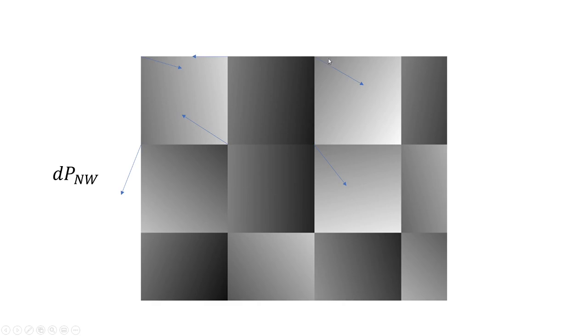For example, in this one over here, we see an increase in this direction, while in this one over here, we see an increase in this direction. And basically, this is what the dot product operation does. It generates a gradient of colors based on the direction of the vectors themselves.